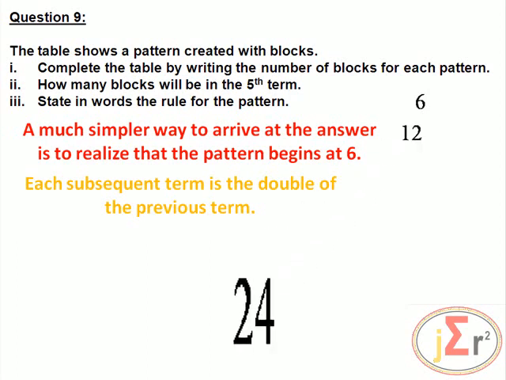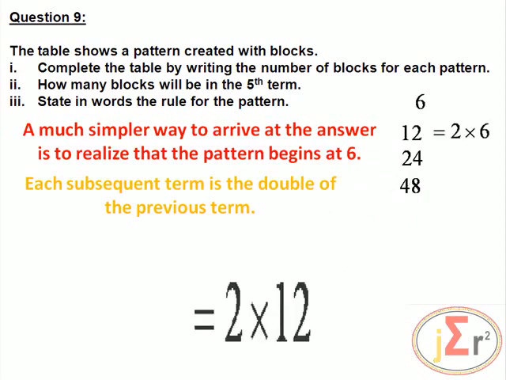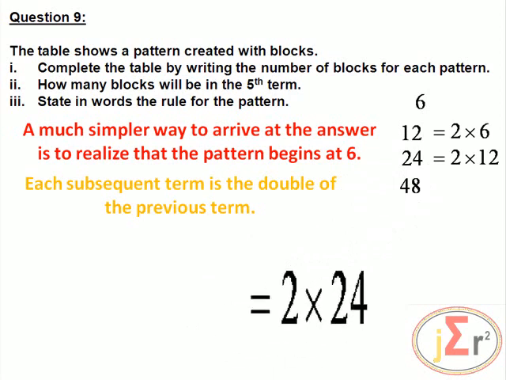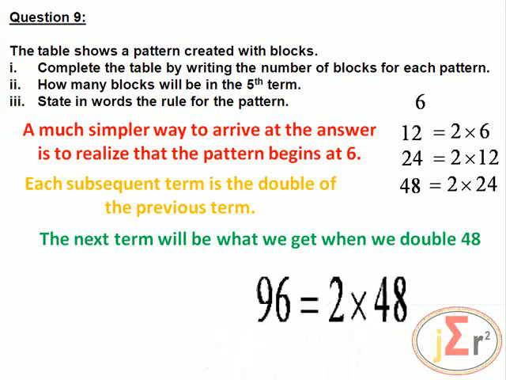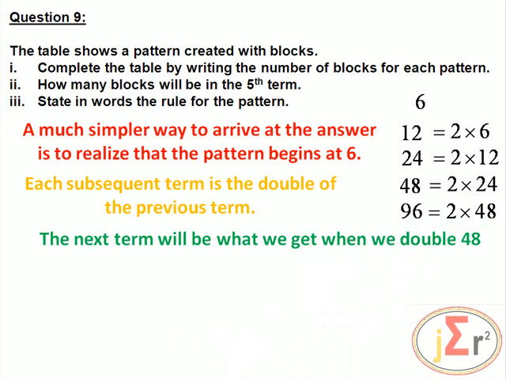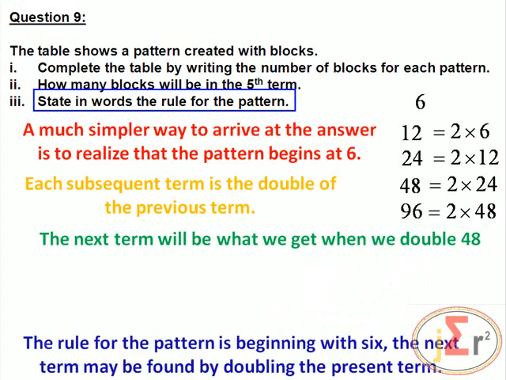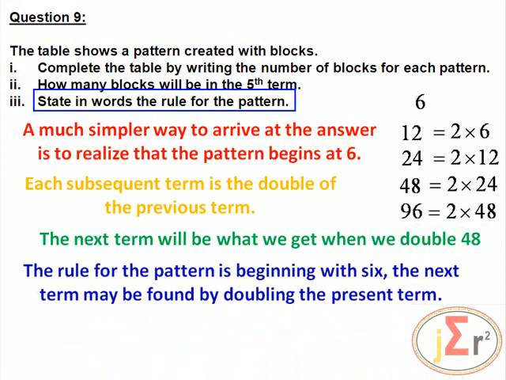So we double 6, we have 12. We double 12, we have 24. We double 24, we have 48. So we need to double 48. The next term will be what we get when we double 48. And we will finish up by stating in words the rule of the pattern. The rule for the pattern begins with 6. The next term may be found by doubling the present term.